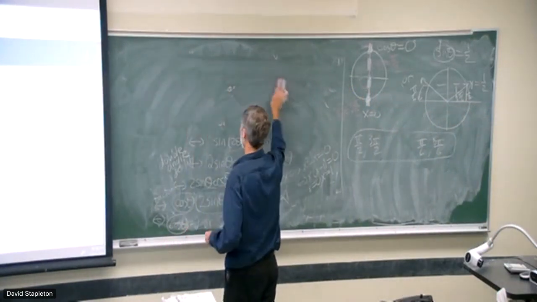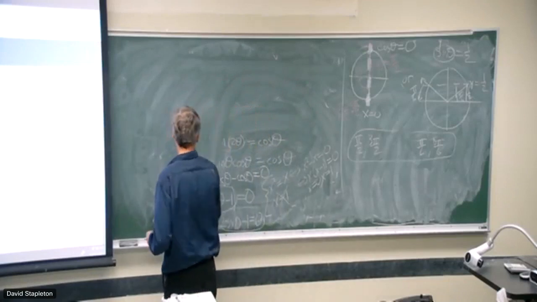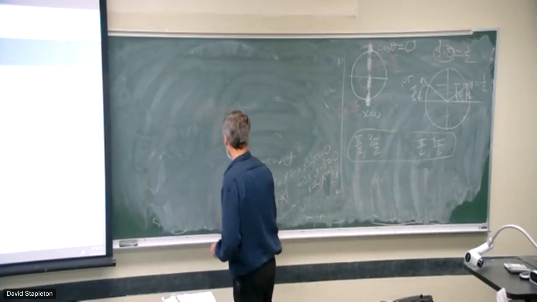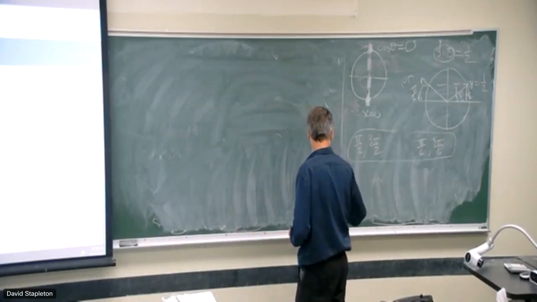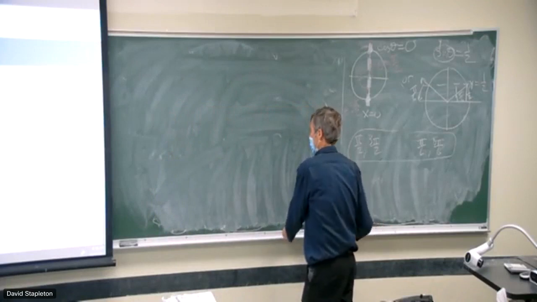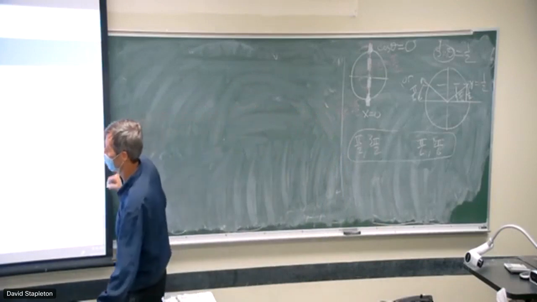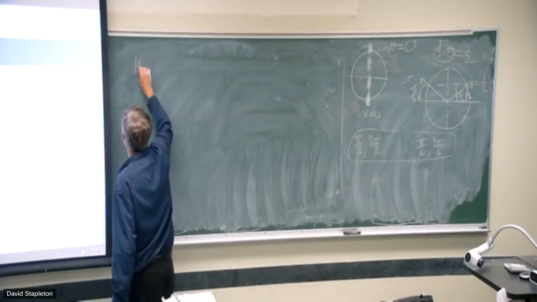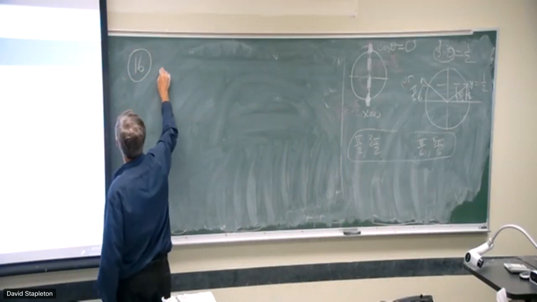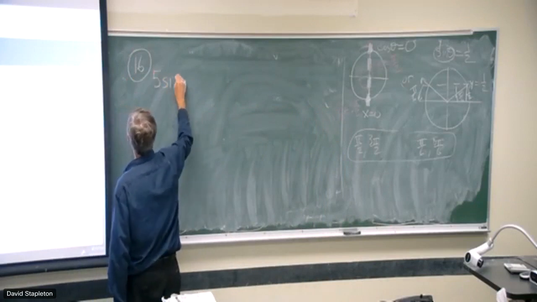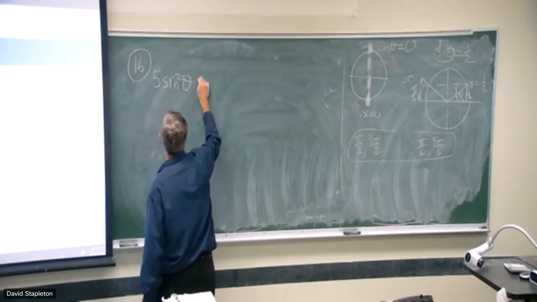Not always do you get special angles like this. In general, when you solve these quadratic equations or general equations in trig functions, you don't get a nice angle out of them. What do we do when we don't get a nice angle? We want exact answers. We can write them in terms of inverse trig functions. So this is number 16. Suppose I ask you to solve 5 sine squared theta plus sine theta minus 2 equals 0.